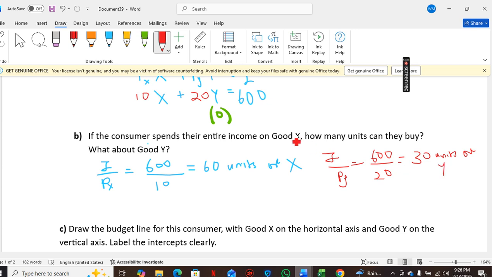Or the other way you would have done it, since you're only buying good Y, you just equate X to 0. 10 times 0 is 0. You remain with 20Y equals 600. To get the value of Y, divide both sides by 20, which we've done here, and you'd get the same answer. Any questions before we go to part C?